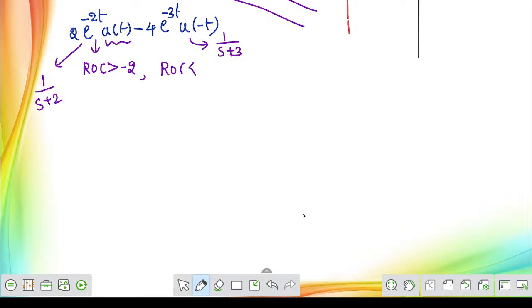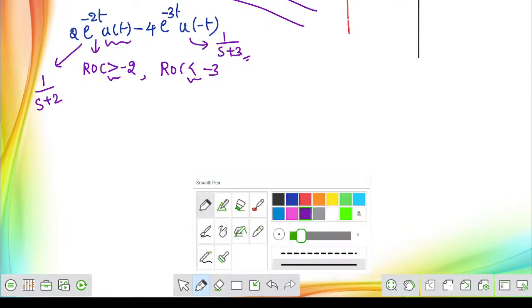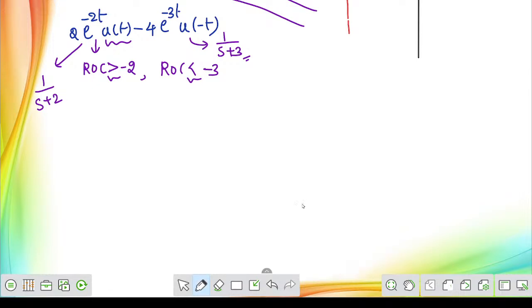Why is it less than -3, sir? Because see, s plus 3 means s equal to -3. The real part of s will become -3. Whether it is less than -3 or greater than -3 will be decided by the given sequence. You can observe whether it is multiplied by u of t or by u of minus t. If it is multiplied by u of t, then the signal will be a right-sided or causal signal. If it is multiplied by u of minus t, then that signal will be a left-sided signal, or we can consider it an anti-causal signal.